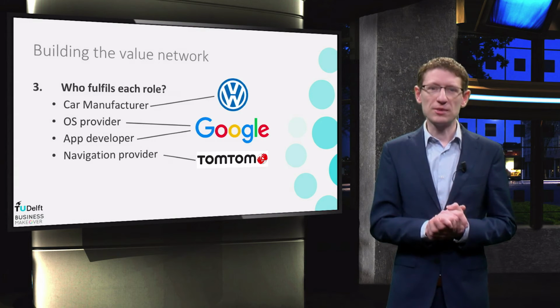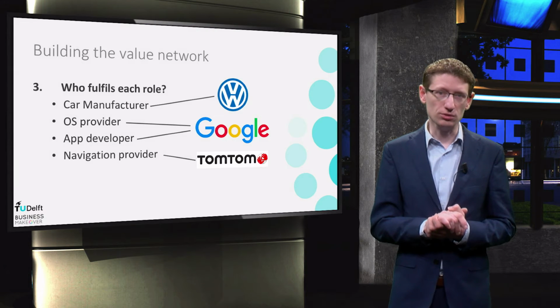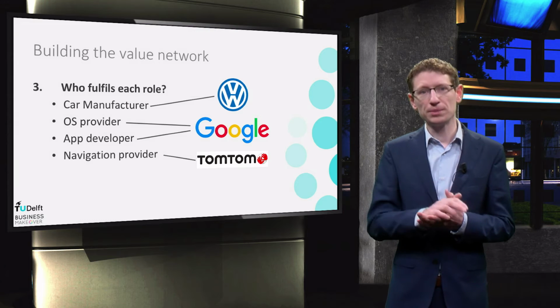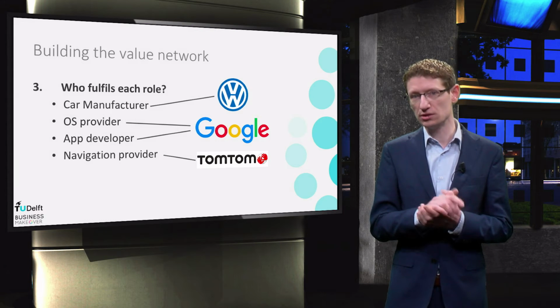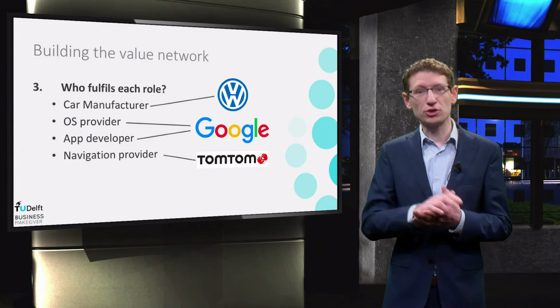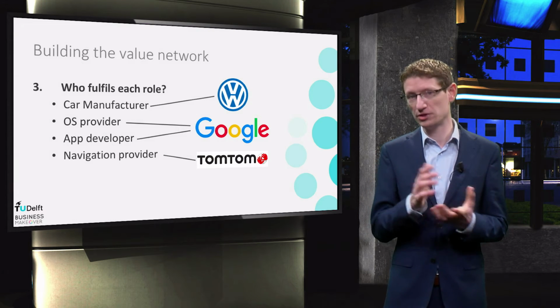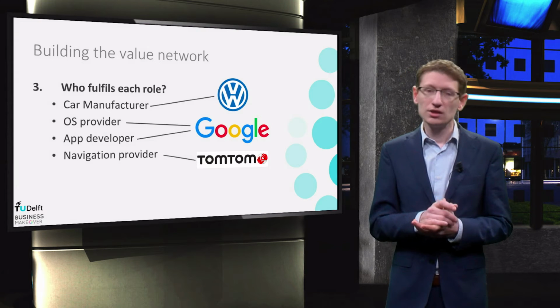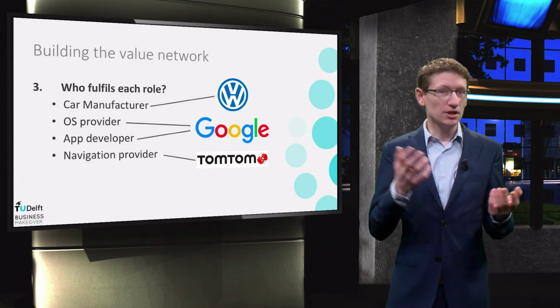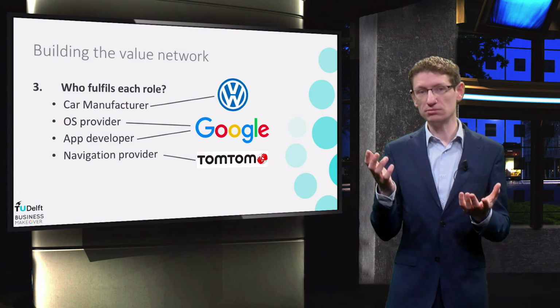Third, you have to make a list of who fulfills each role. That's what we call the actors. So in our example, the car manufacturer could be a partner of Google, like Volkswagen. The provider of the operating system is Google, with its own Android system. Then the provider of the self-driving apps is again Google. And the navigation provider could be TomTom.